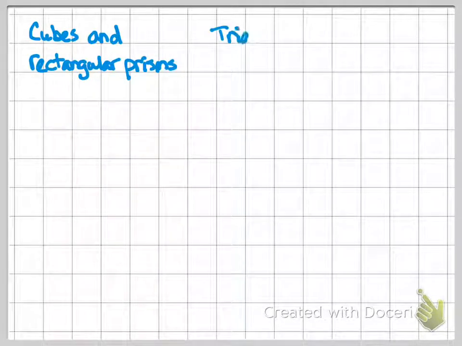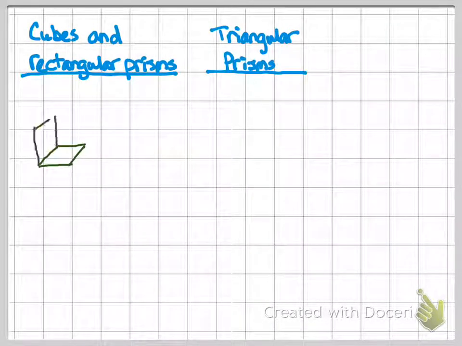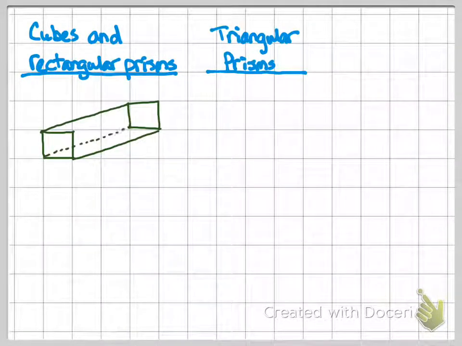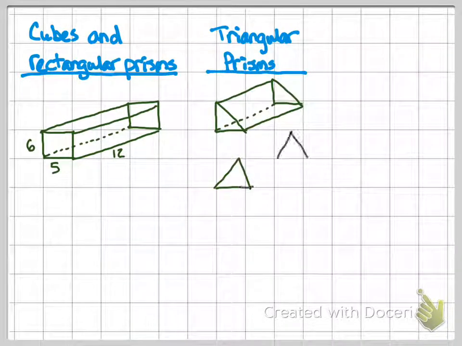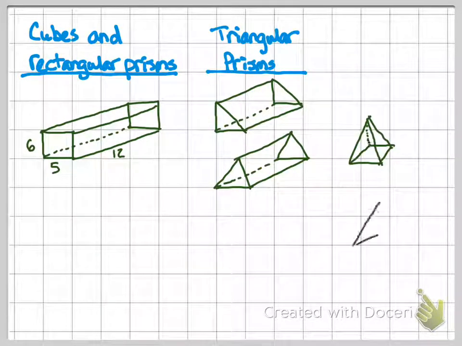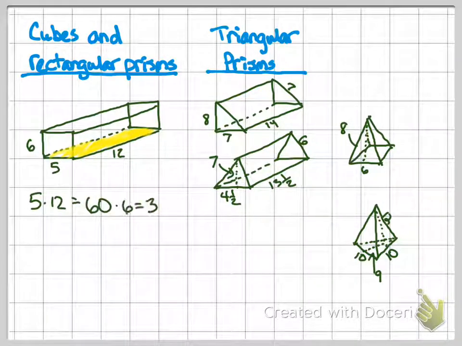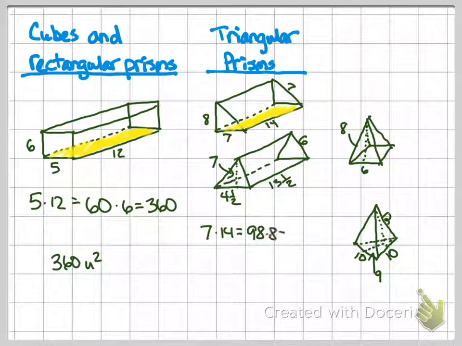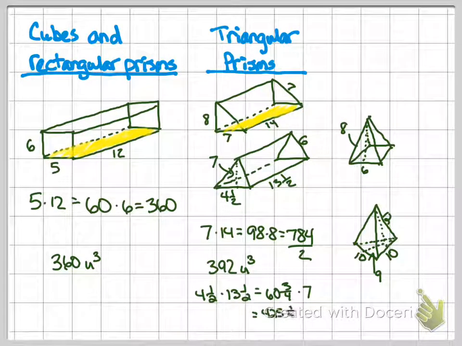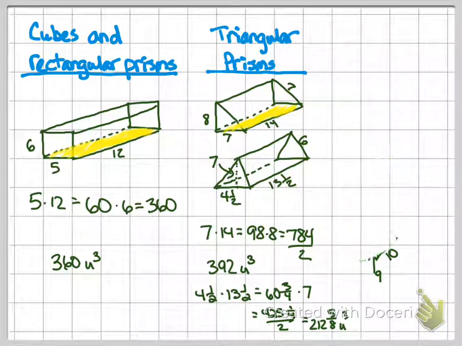For cubes and rectangular prisms, triangular prisms, this is what you need to do. On the screen, you will see 2D representations of the triangular prisms and the cubes and rectangular prisms. I had initially started to draw our pyramids on the screen, but as I was working this out, realized I didn't have enough space, so the subsequent slides are going to have the pyramids part.